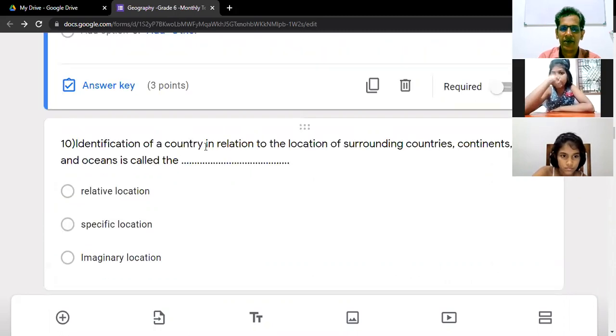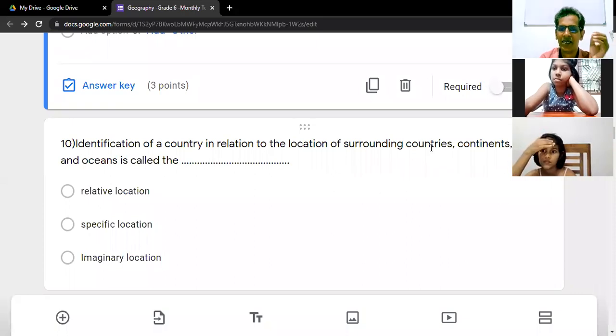Identification of a country in relation to the location of surrounding countries, continents, seas, and oceans is called the relative location. Right. Very good. Relative location. Identification of a country in relation to the location of surrounding countries, continents, seas and oceans is called relative location.